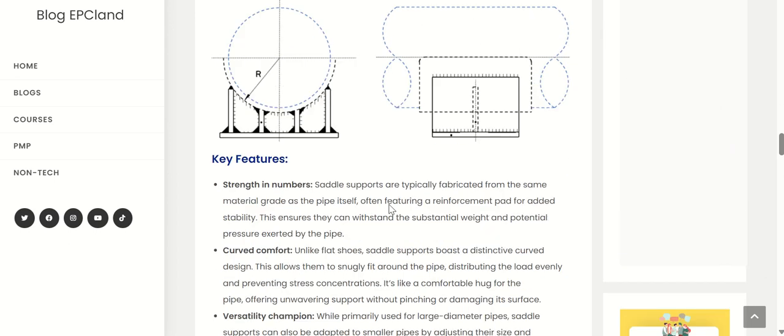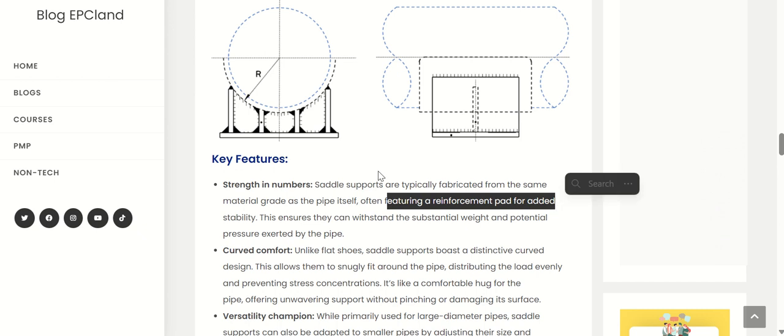Let us look at a few of the key features. The first one is strength. As we talked about, the sizes for which these kind of supports are used are very large. That means they are very heavy, so a lot of strength is added by these supports also. These feature a reinforcement pad for added stability. If you see, there may be a reinforcement pad in between the support and pipe.